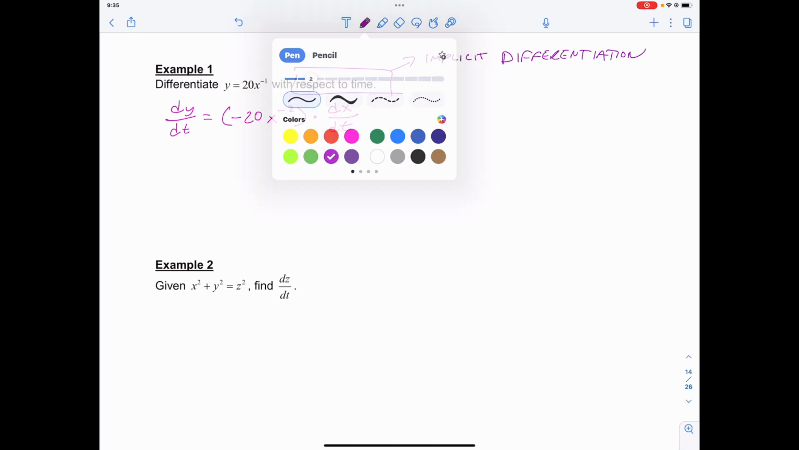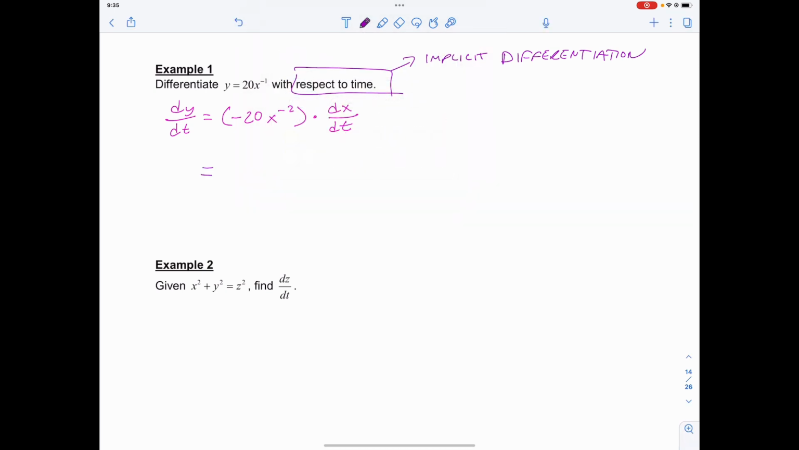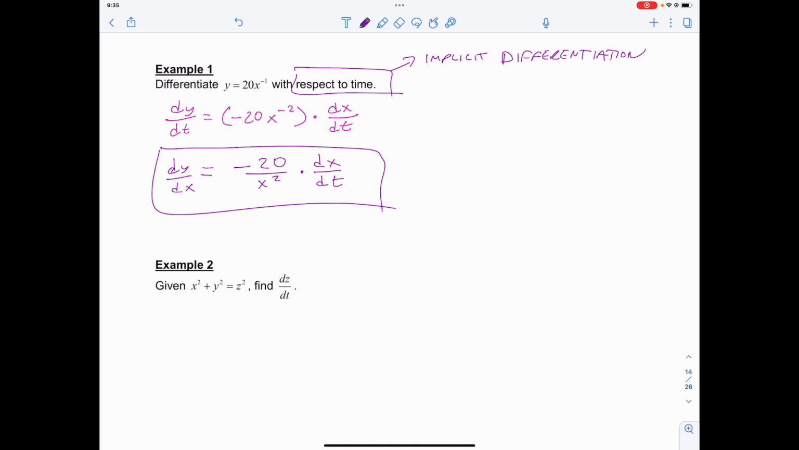What that actually means is I'm going to have negative 20 over x squared multiplied by dx over dt, and that's going to give me my dy over dx. So don't forget, because we're not doing the differentiation of y in terms of x, we're doing y in terms of t, we have to use that implicit differentiation.